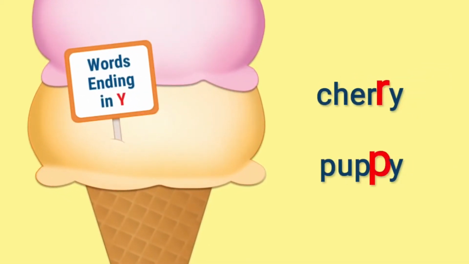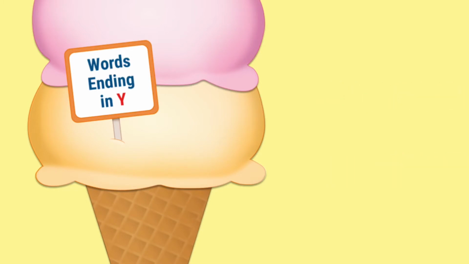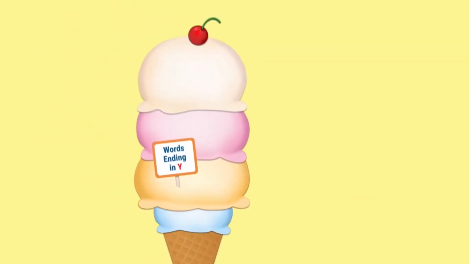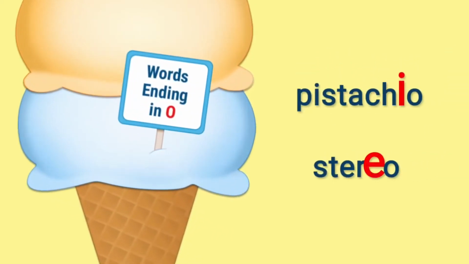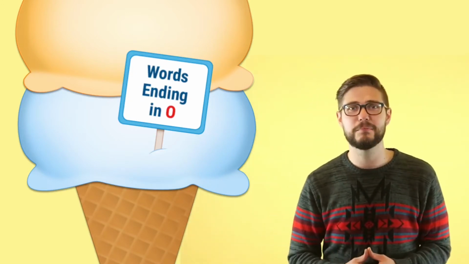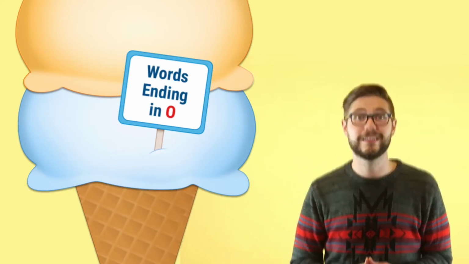If the word ends in a consonant plus y, change y to i and add es, as in cherries and puppies. And if the word ends in a vowel plus y, just add s, as in days and monkeys. Now here's the scoop on words that end in o. If the word ends in a vowel plus o, add s, as in pistachios or stereos. And if the word ends in a consonant plus o, add s, as in pianos, or es, as in heroes. You may have to consult a dictionary because there's no solid guideline on this last one.